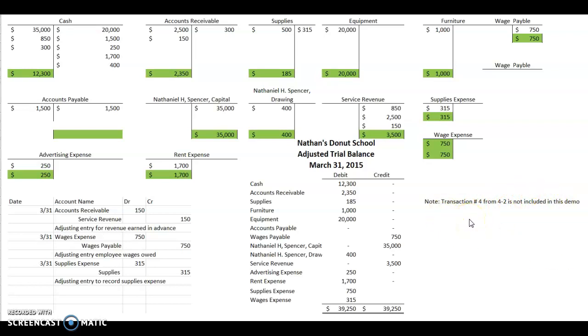We did not include that transaction, the unearned revenue transaction.